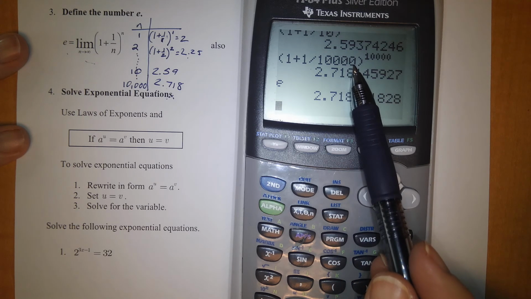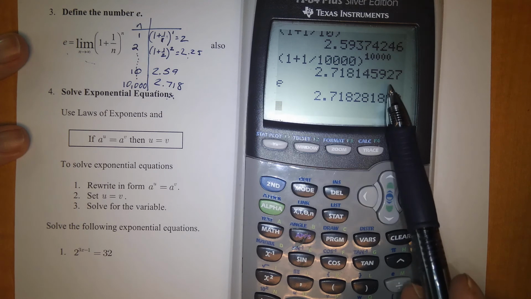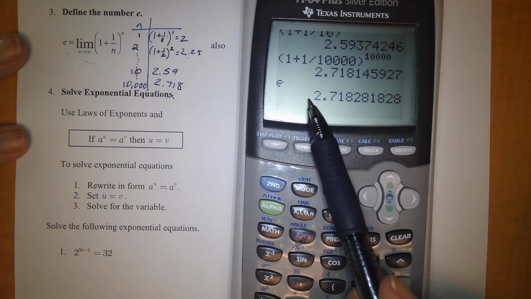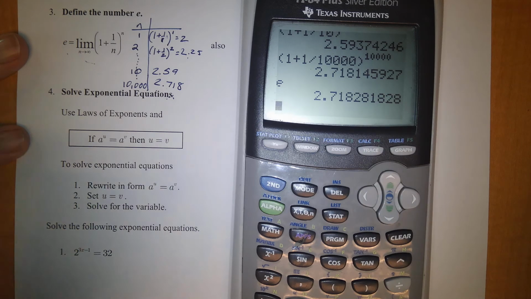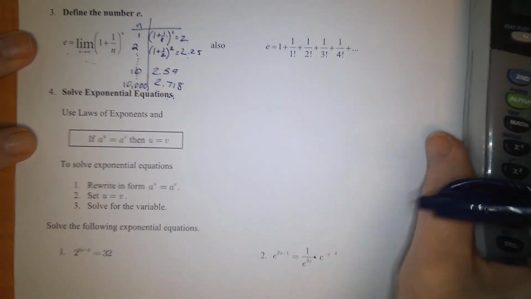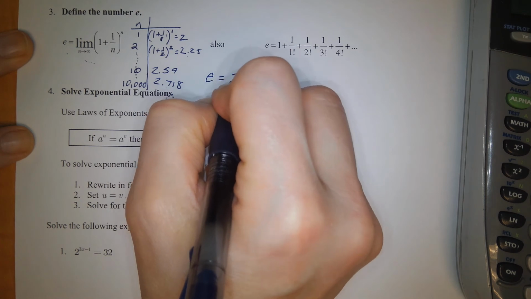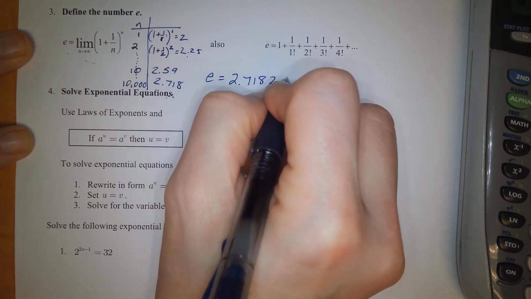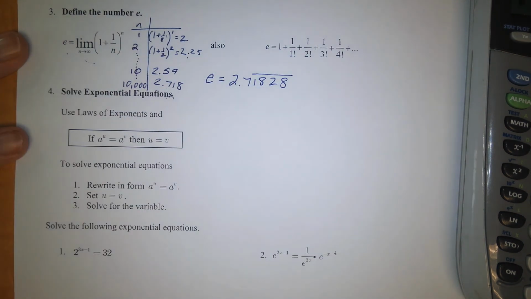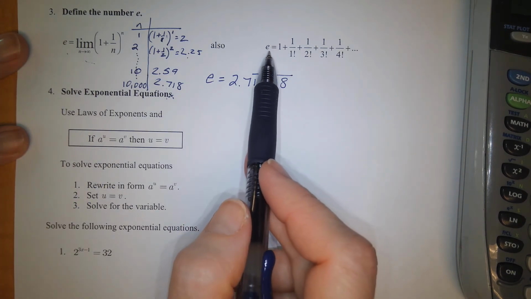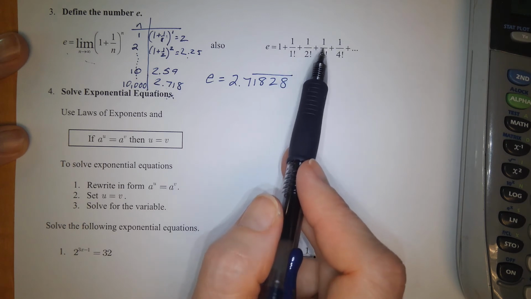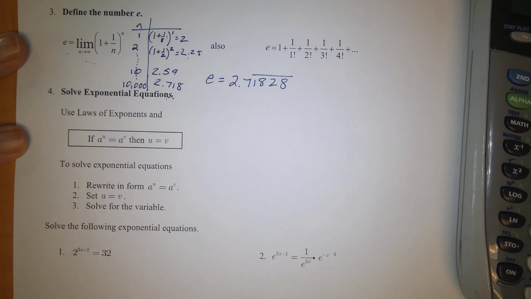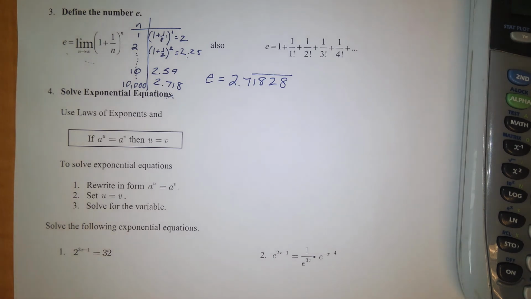But if that n goes towards infinity, that number will eventually approach e, which is 2.718281828, and so on. So by definition, e is 2.71828, and then that is repeating. e can also be defined as 1 plus 1 over 1 factorial, 1 over 2 factorial, 1 over 3 factorial, and you could sum all those together. That's another way to find e.